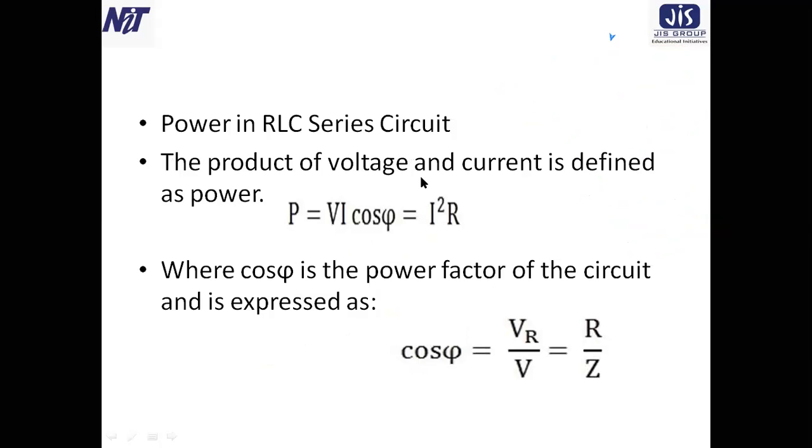Now, the power in an RLC series circuit. Look here, the product of voltage and current is defined as power. We know that the active power equation is P equals VI cos phi, which also equals I square R, where cos phi is the power factor of the circuit and is expressed as cos phi equals VR by V. So from where it is VR by V, again try to remember.